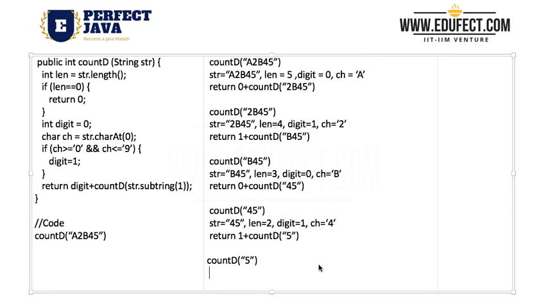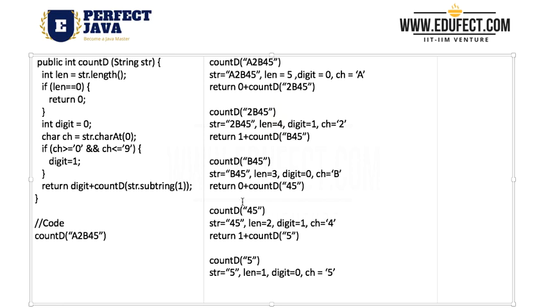Here str is equal to 5, len will be 1, digit will be equal to 0, and ch will be the first character of the string, which is 5. Now the if block will be true because ch is 5, so digit will get the value 1, and now it will come to return. What will it say in return? Return digit plus, so 1 plus countD of str.substring(1), which will be the empty string.